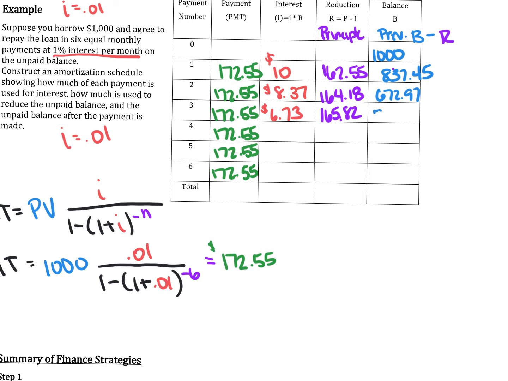And again, we'll keep repeating this process. So I'll do 0.01 times that 506.85, and I get $5.07 there. And I'll subtract 172.55 minus $5.07, and I get 167.48 for the new reduction. So I'm going to apply 167.48 to the previous balance. And there I'm going to get $339.34.